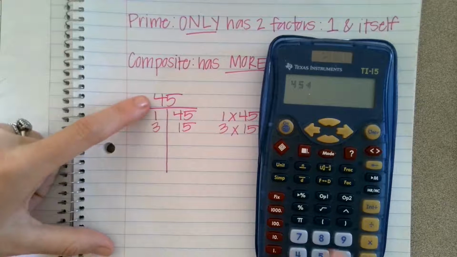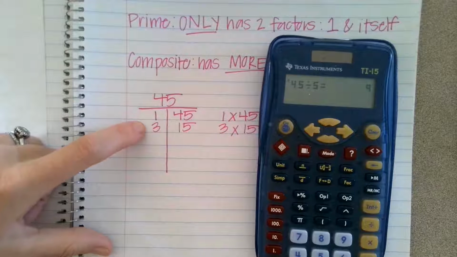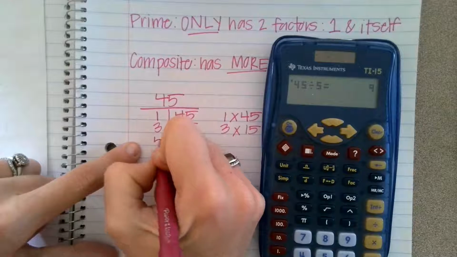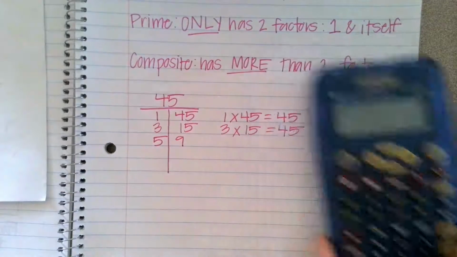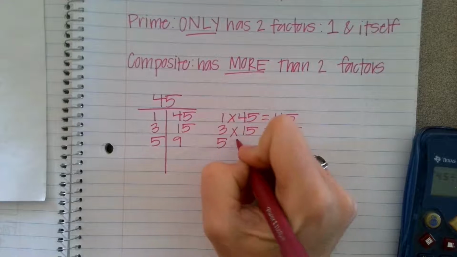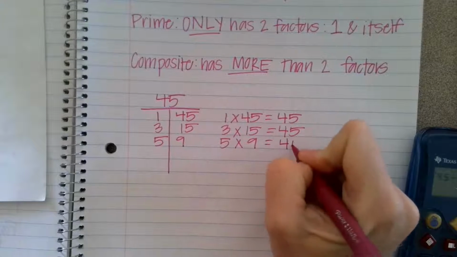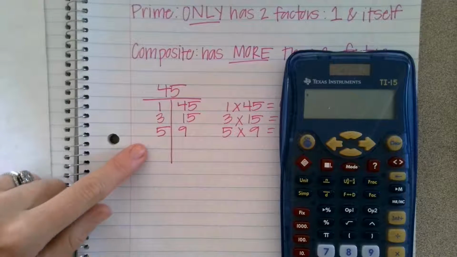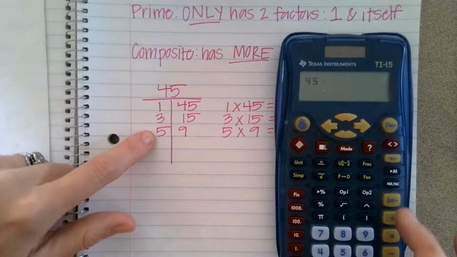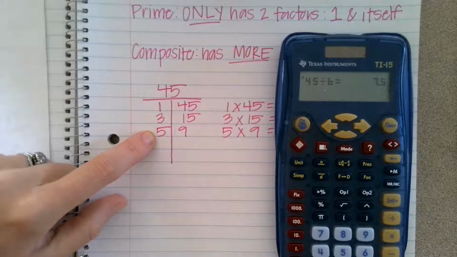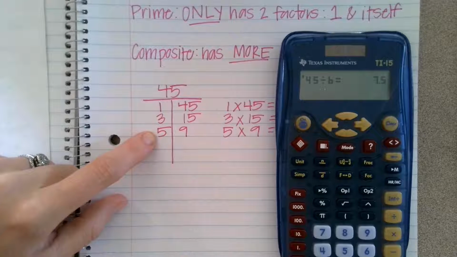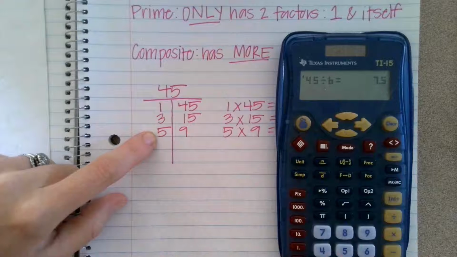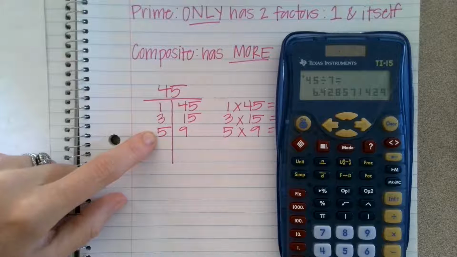Now I'm going to try 45 divided by 5. And I get 9. So I'm going to put 5 here and 9 here. And I know that 5 times 9 equals 45. Now, since I've tried 5, I'm going to try 45 divided by 6. And I get 7.5, so that is not equal. So, the next number after 6 is 7. 45 divided by 7. I got this really long number, so 7 is not a factor of 45.